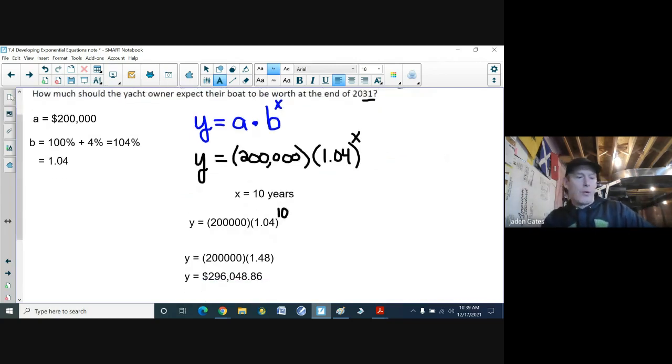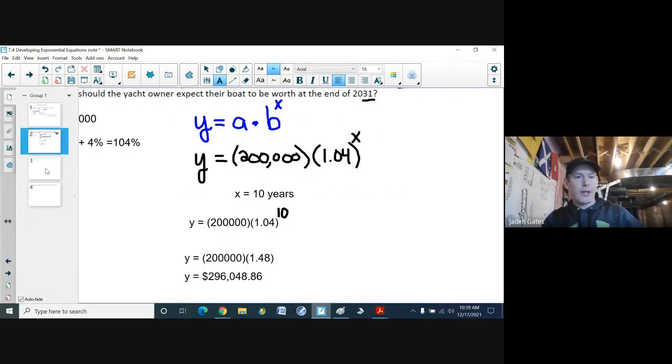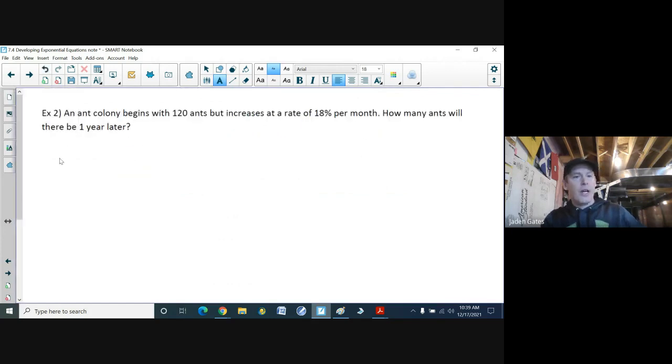All right, let's try another one of those. Let's see here. Next up. An ant colony begins with 120 ants, but increases at a rate of 18% per month.